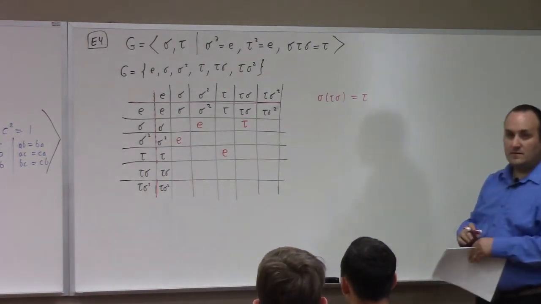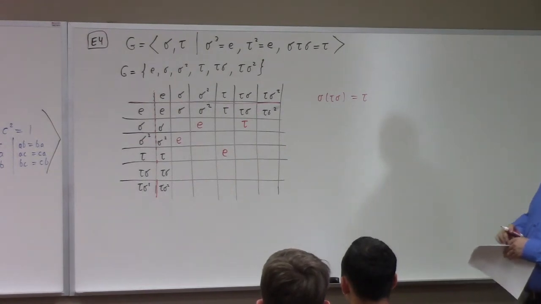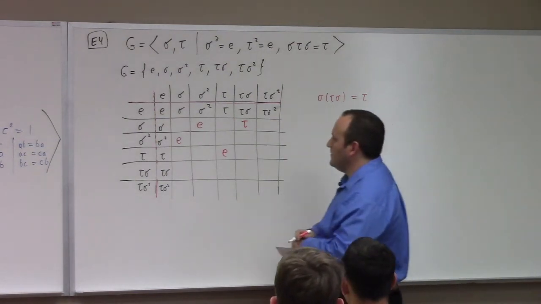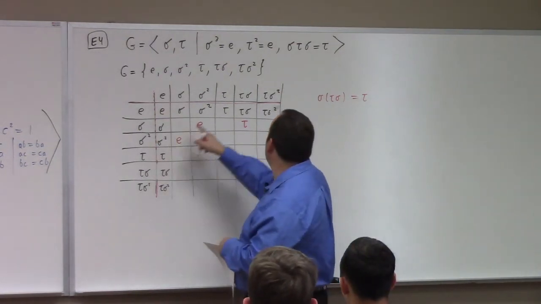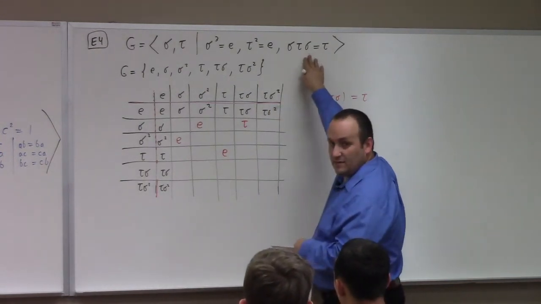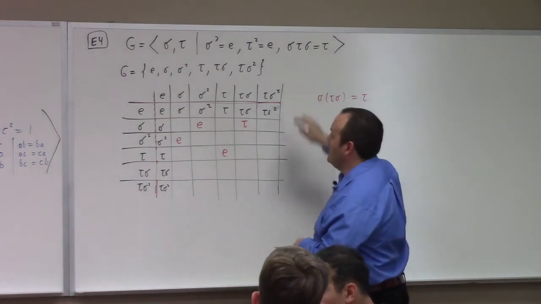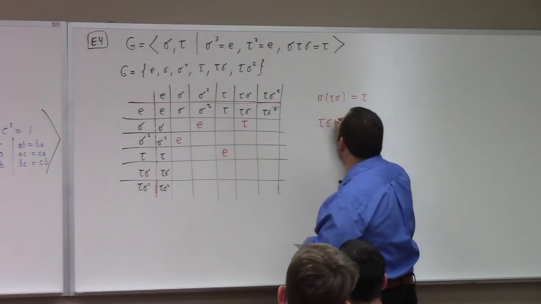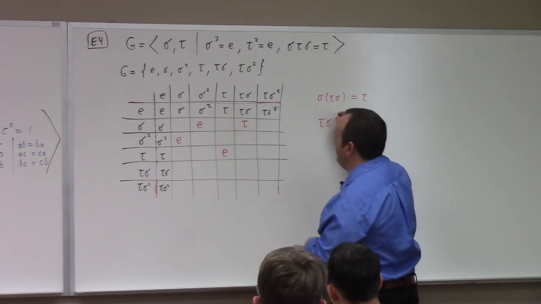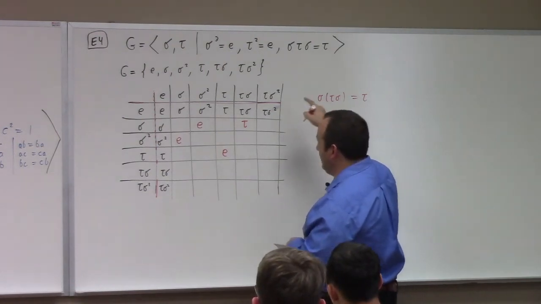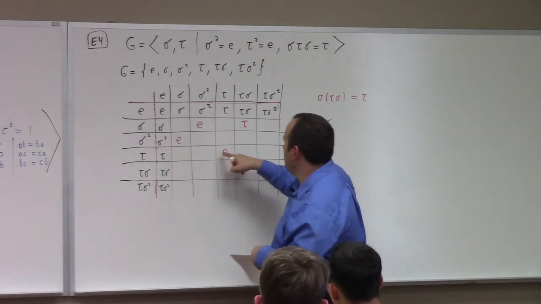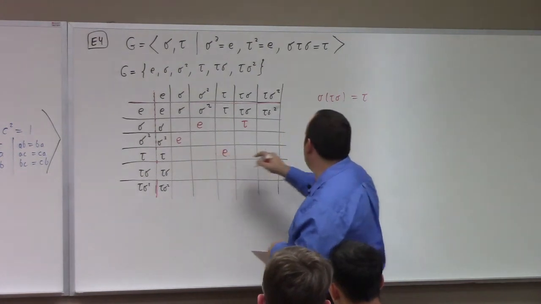Tau sigma squared, tau sigma, where is that in the relations? That's not directly here, is my point. Fourth row, third column: tau sigma squared. Fourth row, third column, 1, 2, 3, 4. Third column, yes. Tau sigma squared.